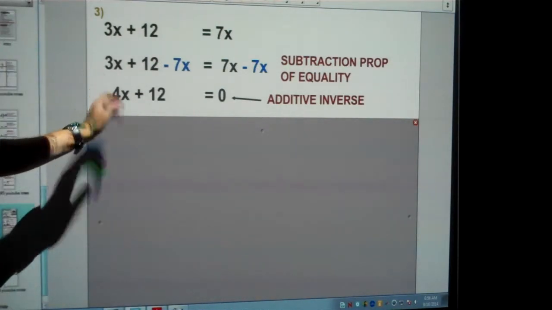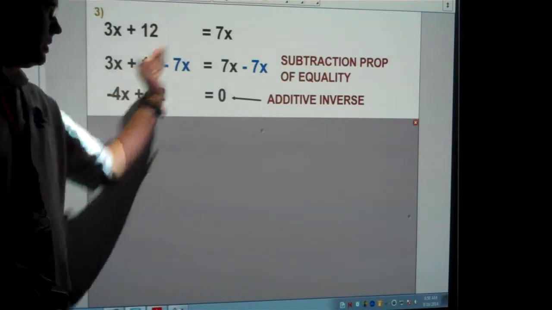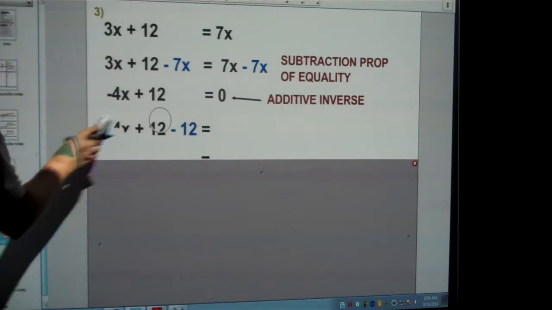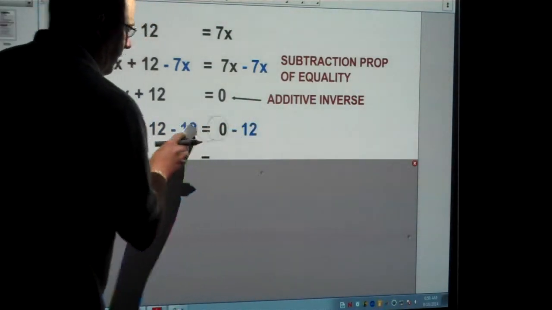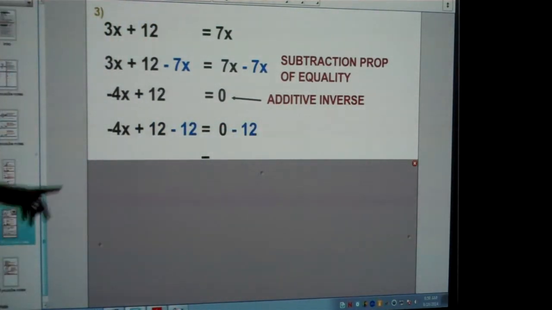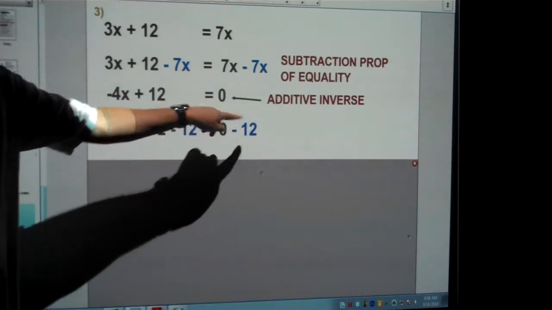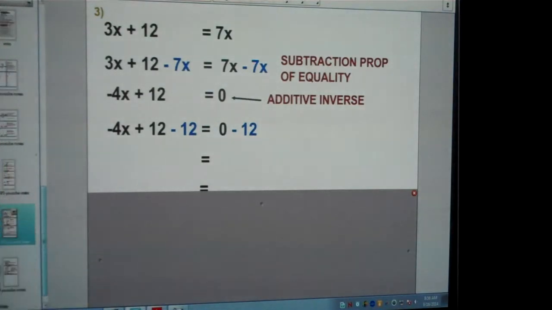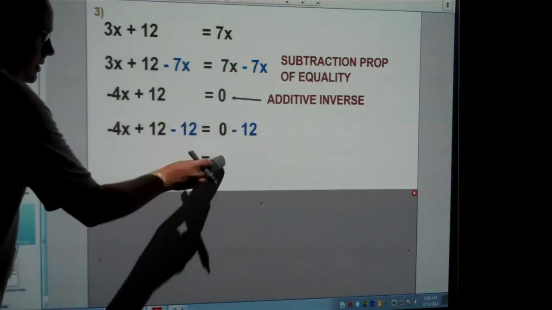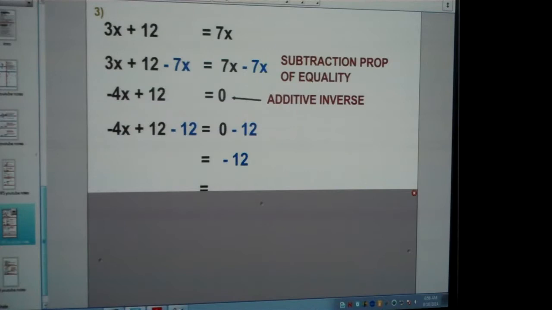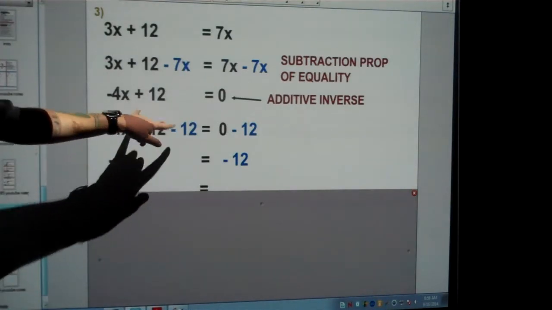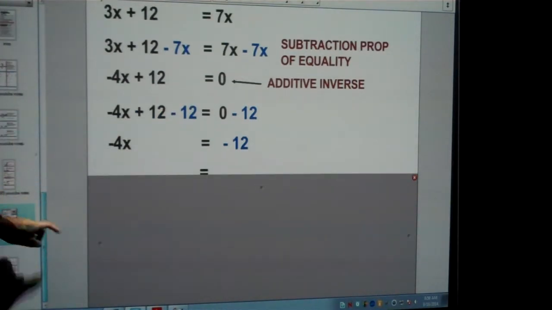Now I've got my letters on the left, but I don't have my numbers on the right, so I need to move this positive 12 to the side, so I just have to do the opposite. So instead of adding 12, I'm going to subtract 12. And that would actually be my subtraction property of equality again. I did the same to both sides, which I didn't actually list over here. When I simplify this, 0 take away 12 is negative 12, so that would be substitution. 12 take away 12 is just 0, so I just get negative 4x. That would be an example of an inverse, one positive and one negative.